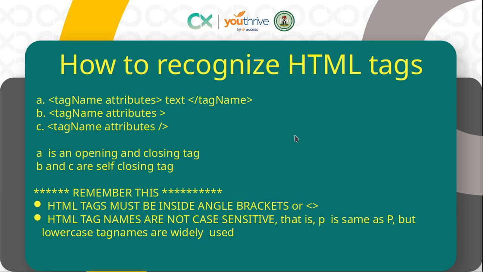Now what I want you to remember: HTML tags must be inside angle brackets, like this. Then HTML tag names are not case sensitive. Now it then means that I can write the H1 as a capital H and it still works, or as a small letter h. So for the paragraph tag, which is P, I can write small letter p or big letter P, but lowercase tags are widely used.